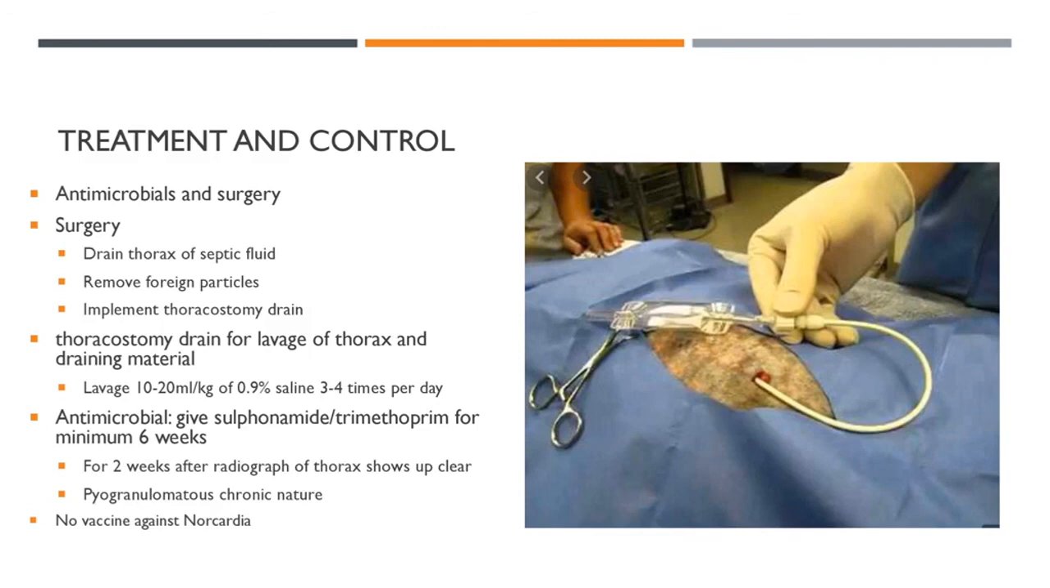Nocardia is sensitive to multiple antimicrobials, but the most recommended antimicrobial treatment is 6 weeks minimum of sulfonamide and trimethoprim due to the pyogranulomatous chronic nature of the infection. It is also recommended that antimicrobial treatment is continued for a further 2 weeks after no abnormalities are seen upon a radiograph of the thorax. As previously mentioned, the Nocardia appeared to be sensitive to all antimicrobials except clindamycin. There are currently no vaccines available for Nocardia.